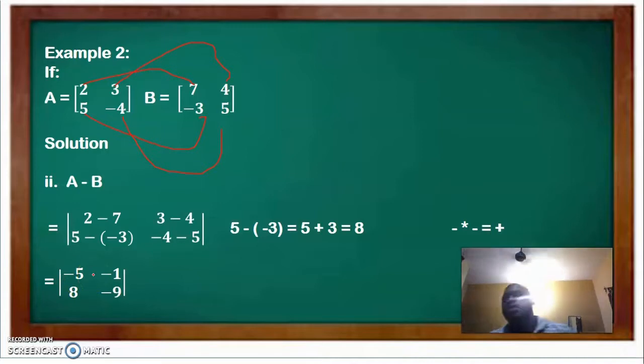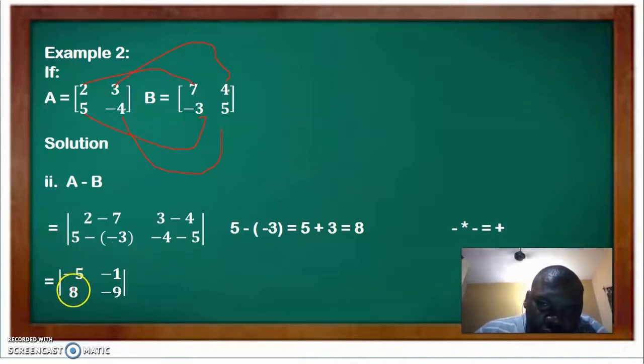You are owing somebody 7 naira and you have 2 naira with you. You've paid 2 naira to the person. That means you are still owing the person 5 naira. So 2 minus 7 is minus 5. 3 minus 4 is equal to minus 1.